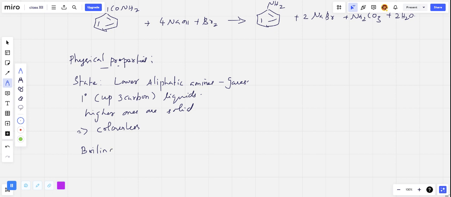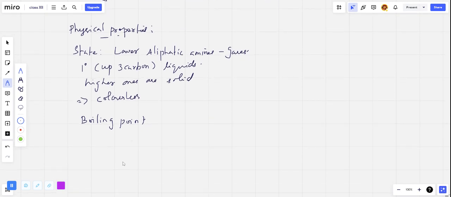Then boiling point. All amines except the tertiary amines, the primary and secondary amines, are capable of forming intermolecular hydrogen bonds. So primary and secondary amines have higher boiling points. For example, this is a primary amine. It forms a hydrogen bond with the next amine. This one is an H bond. Intermolecular hydrogen bonding in primary amines.